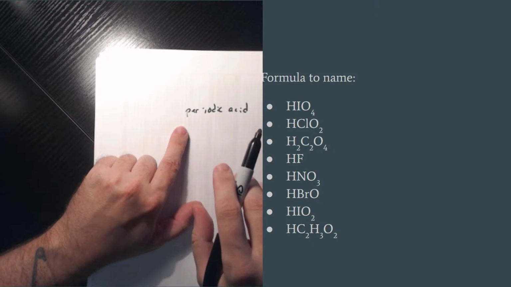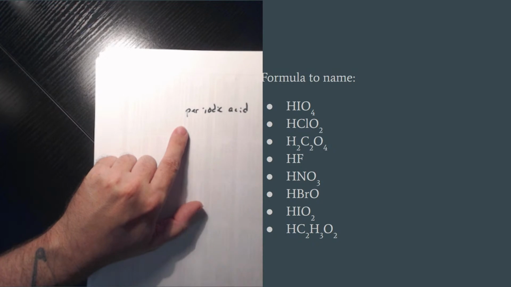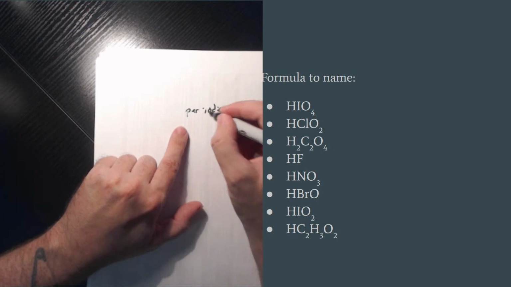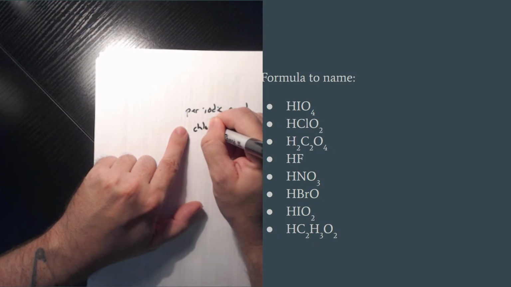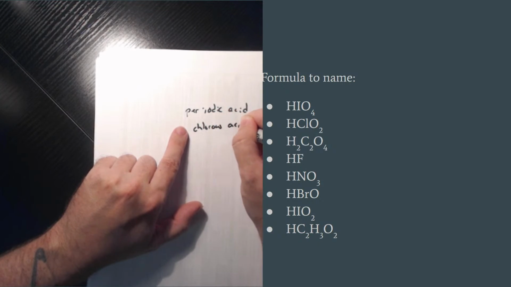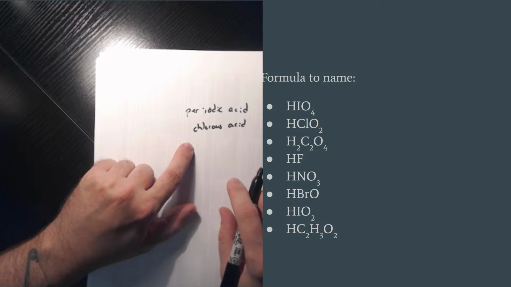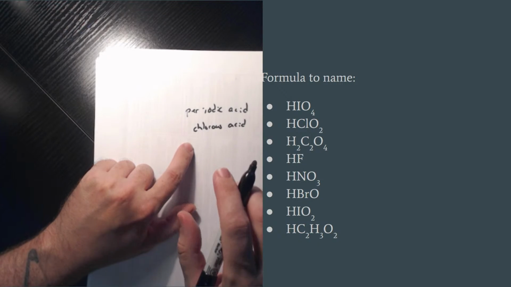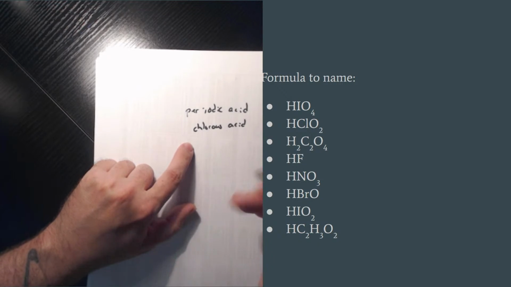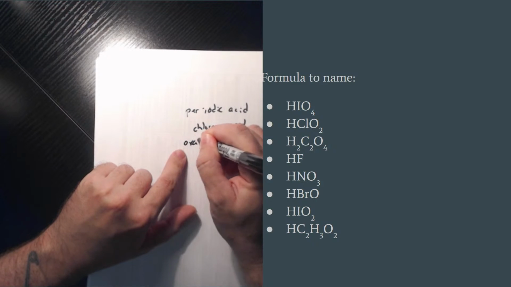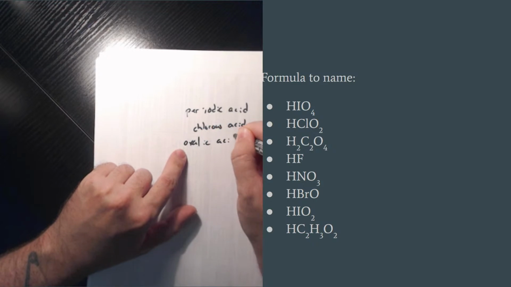All right, this next one, it is with chlorite. It's a polyatomic ion, so it is just going to become chlorous acid. H2C2O4, you'd probably have to look this one up. That is the polyatomic ion oxalate. It ends in -ate, so it becomes oxalic acid.